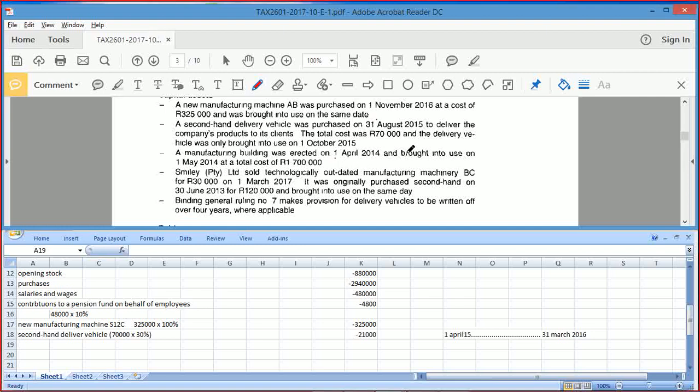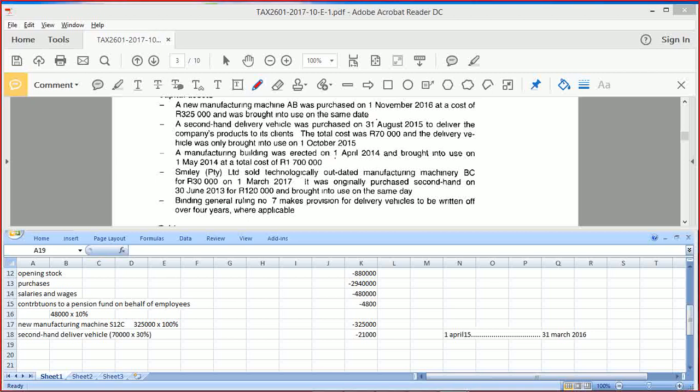Okay, what's next? Manufacturing building is next. All those other fancy capital allowance workings. Okay, so what type of building? It's a manufacturing building. Good. If it's for manufacturing and it was erected on the 1st of April 2014 and brought into use in May 2014 at a cost of 1.7 million, then obviously you're looking at manufacturing. We need to apply the correct rules and regulations around that.